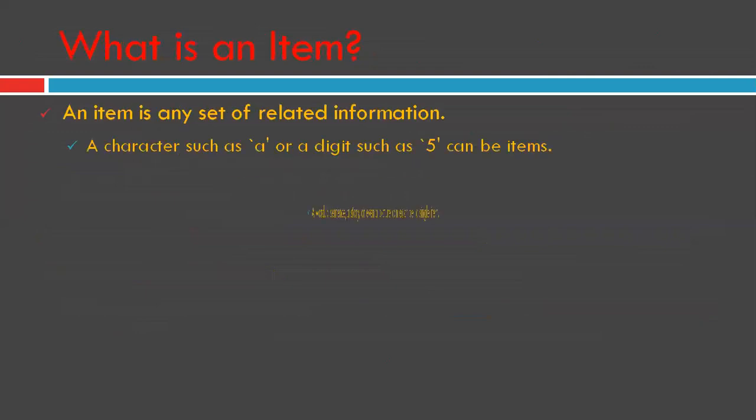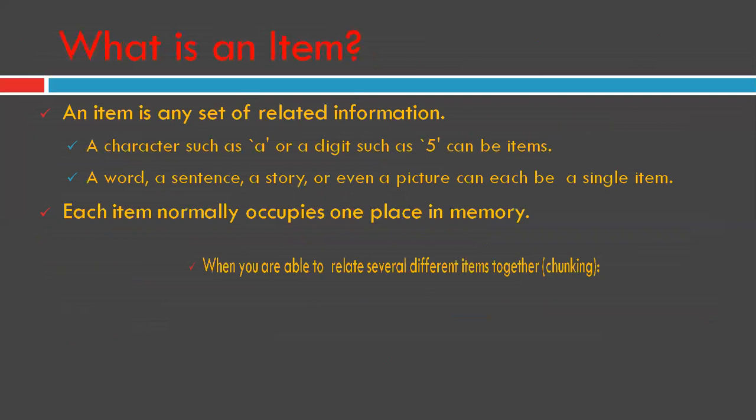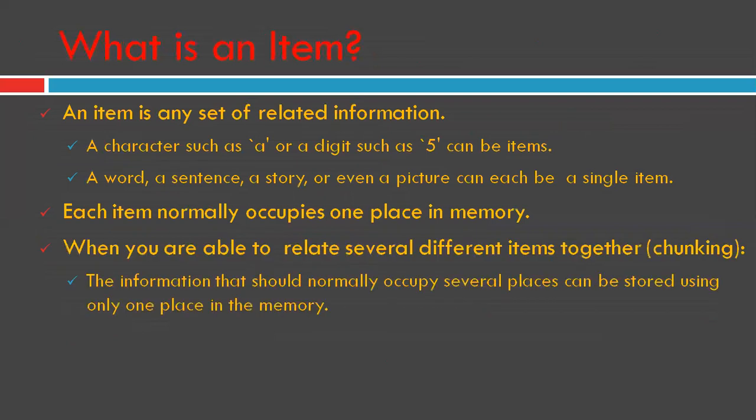So here, let us see what is an item. An item is any set of related information. A character such as A or a digit such as 5 can be an item, or a word, a sentence, a story, or even a picture can each be a single item. Each item normally occupies one place in the memory, and when you are able to relate several different items together by using chunking, the information that should normally occupy several places can be stored using only one place in the memory. Now here, what is this chunking?